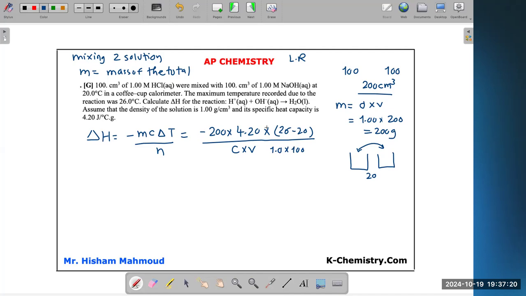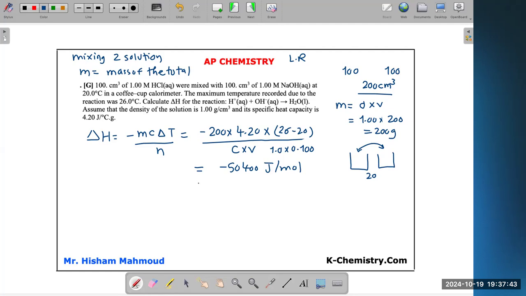But this is centimeter cube, so I have to divide it by 1000. So it will be 0.100. When I do the calculation, I will get the value as negative 50,400 joule per mole.